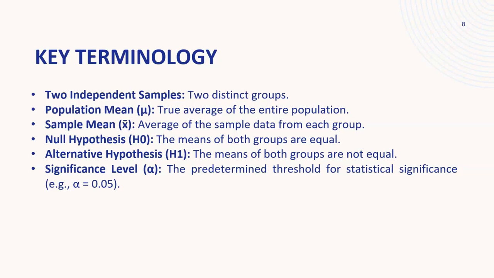Now, these are certain key terminologies that we are going to come across in the two independent sample t-test. That is, your two independent sample t-test has got two distinct groups. There is mu, which is our population mean, that is the average of the entire population. X bar is the sample mean, that is the average of the sample data from each group. H0 is our null hypothesis, which denotes that the means of both the groups are equal. H1 is the alternative hypothesis, that is the means of both the groups are not equal. And last but not the least is your significance level, that is alpha, which is by default set as 0.05.